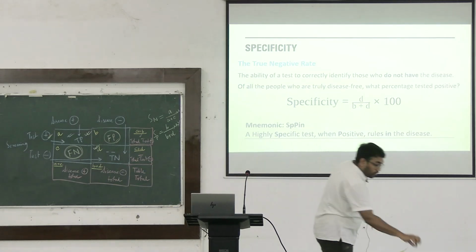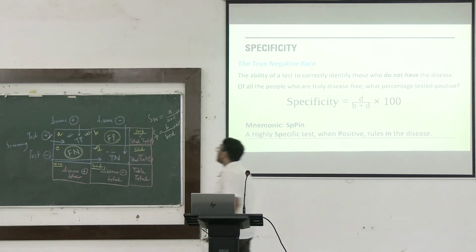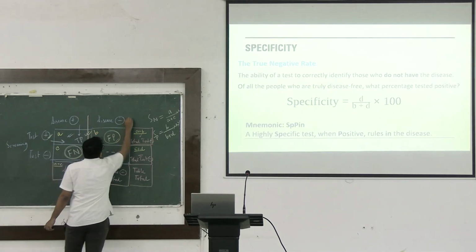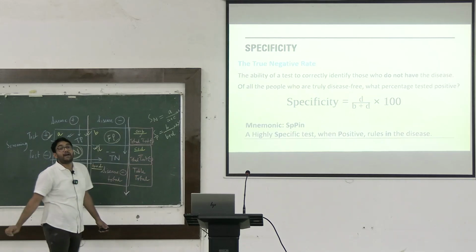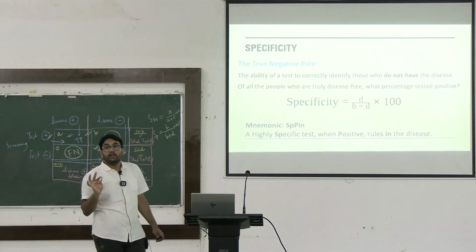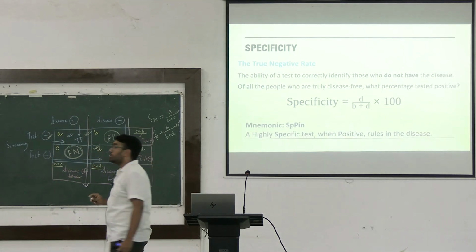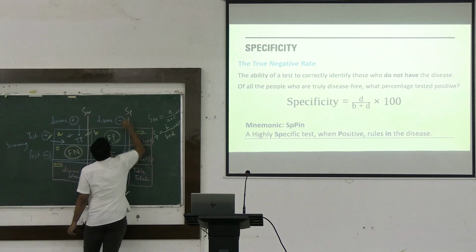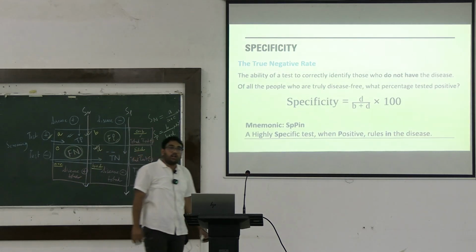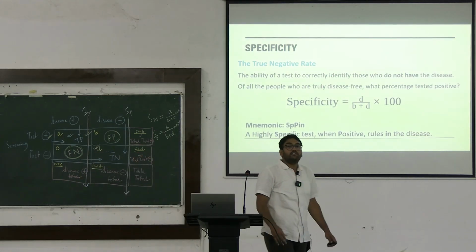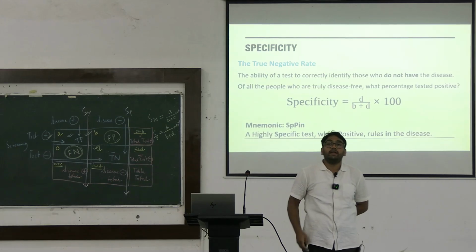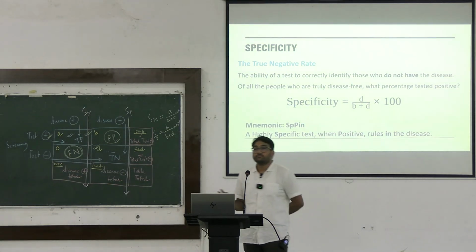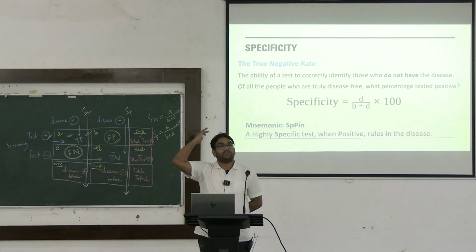So one summary thing to remember is that sensitivity and specificity are both column parameters of the 2x2 table. When we are doing it on the first column, we are getting sensitivity. When we are doing it on the second column, we are getting specificity. Are we clear so far? Is it okay, or everything is going above head?